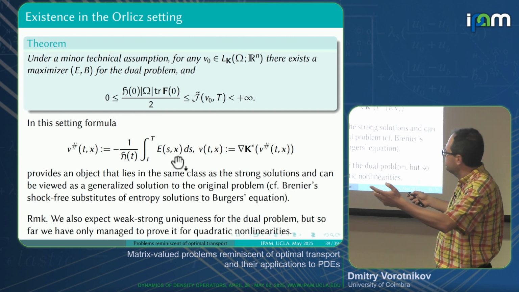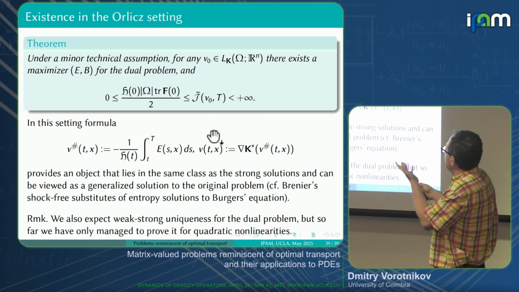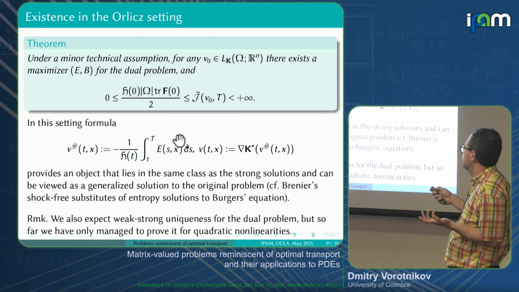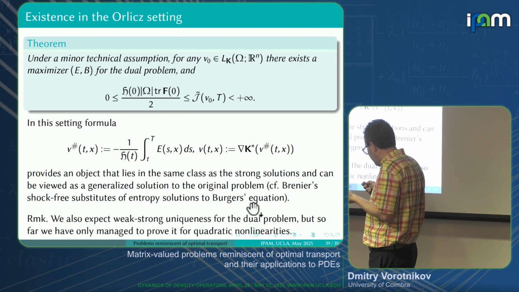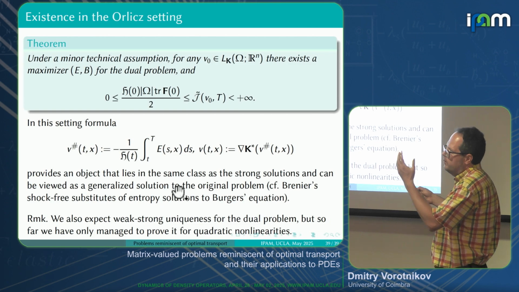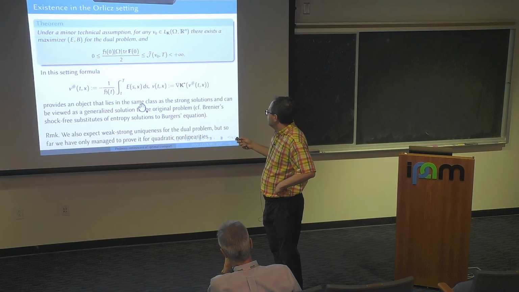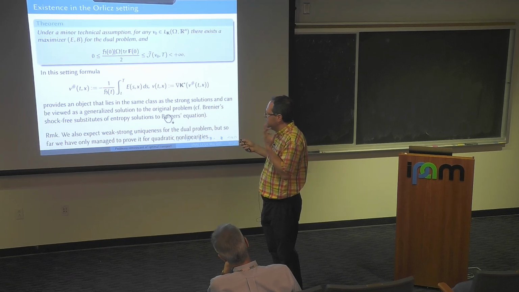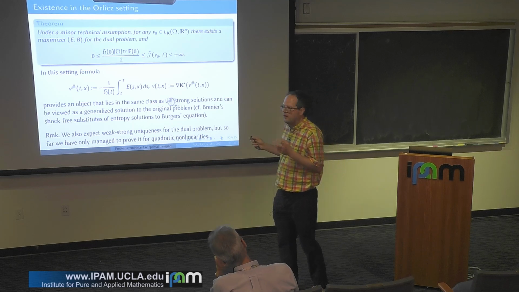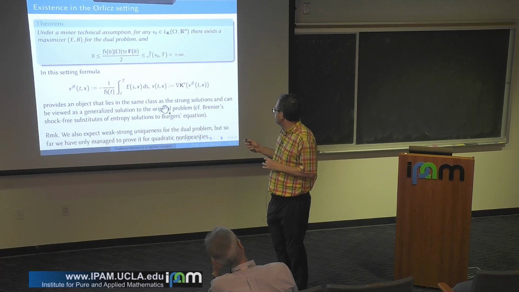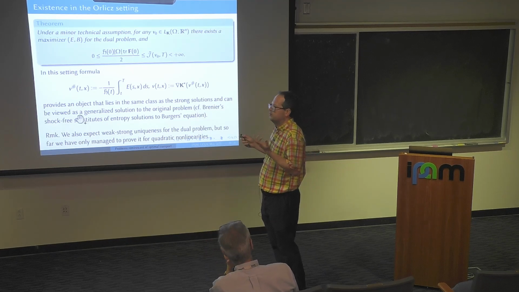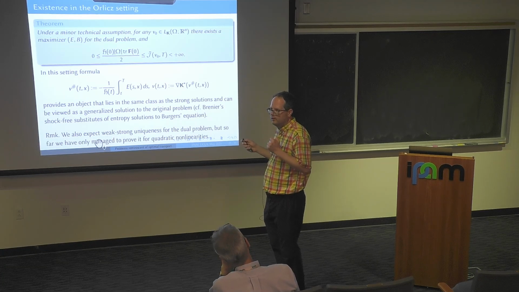And then your idea, you can take this formula, you solve the dual problem, take this formula which worked for strong solutions, and define some object which you call a generalized solution for anything, for Euler, for nonlinear Schrödinger with any kind of nonlinearity, or other problems I considered, MHD, etc. And then it gives you some object, but this object is actually quite regular. This object has no shocks. So in particular, if you take the Burgers equation, very simple example, then what you get is what Brenier calls shock-free substitute for the entropy solution. So it's not the entropy solution itself, but some shock-free substitute for it.